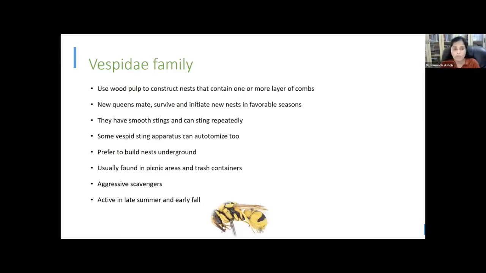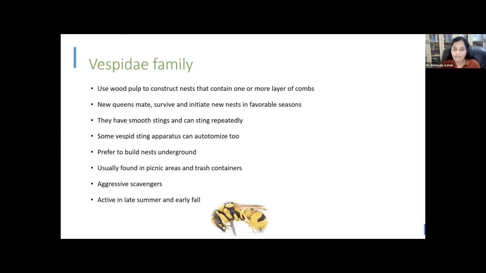Now, coming to the Vespidae family, they use wood pulp to construct nests that contain one or more layers of comb. The new queen's mates survive, and the new nest is formed in a very favorable season. And they have smooth stings, so they can sting repeatedly. They don't autotomize, so they are capable of stinging repeatedly. In some Vespid sting apparatus only some can autotomize, but the majority can sting repeatedly. They prefer to build a nest underground.